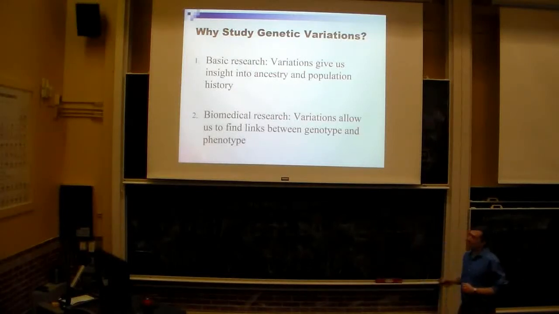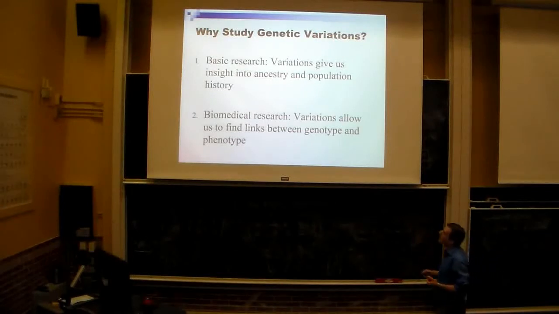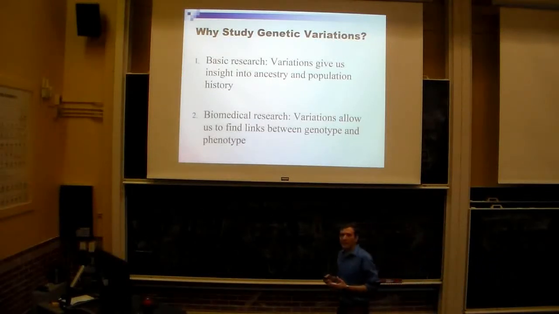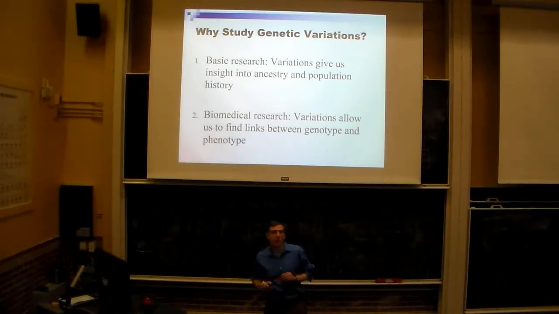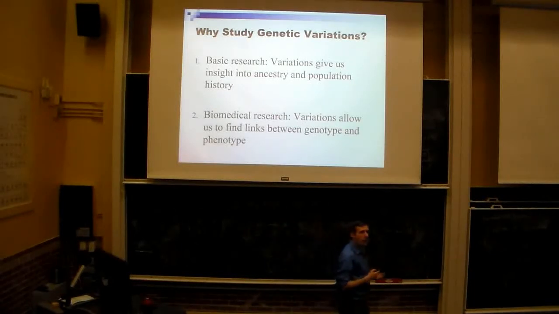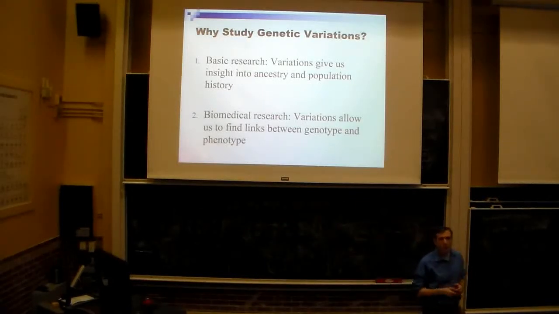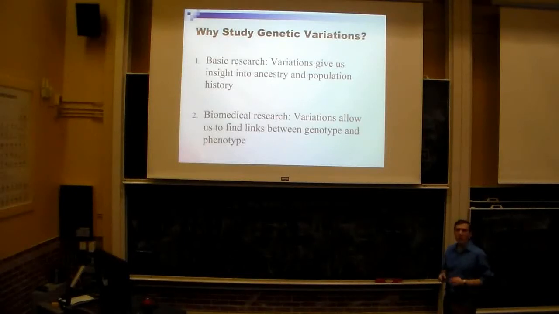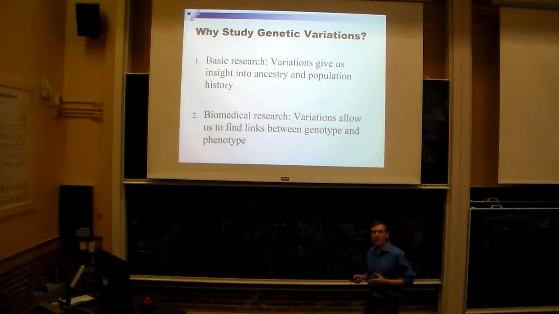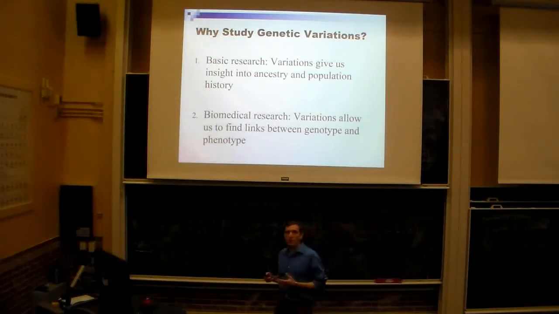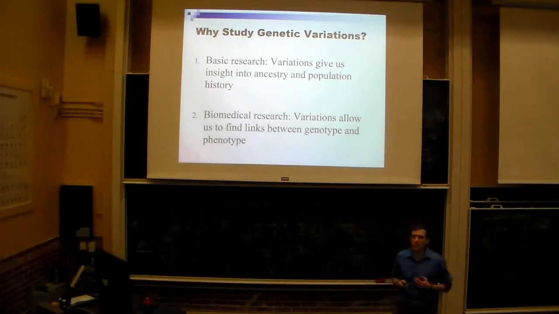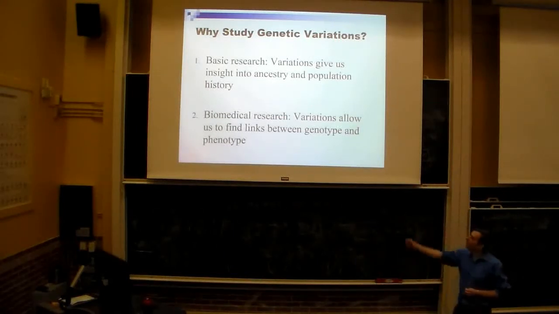So one reason we are often interested in this is simply basic research. Genetic variations give us insight into ancestry and population history. So if we want to know how modern human population groups arose, what was our history as a species, how did we develop into the different populations we see today, genetic variations are one of the important clues and really becoming the dominant source of information we would use to make those kinds of inferences.